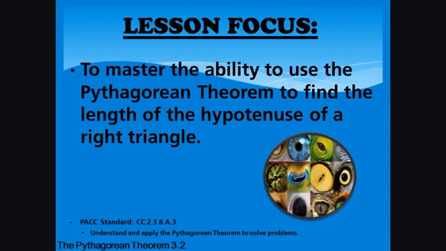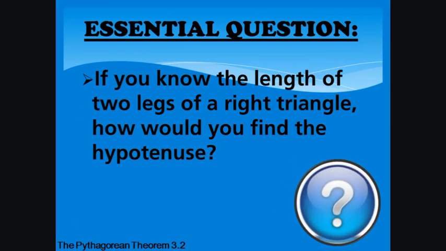So let's go ahead and take a look at our focus. Our focus is to master the ability to use the Pythagorean Theorem to find the length of the hypotenuse of a right triangle. And by the end of this lesson, you should be able to answer the question: if you know the length of two legs of a right triangle, how would you find the hypotenuse?